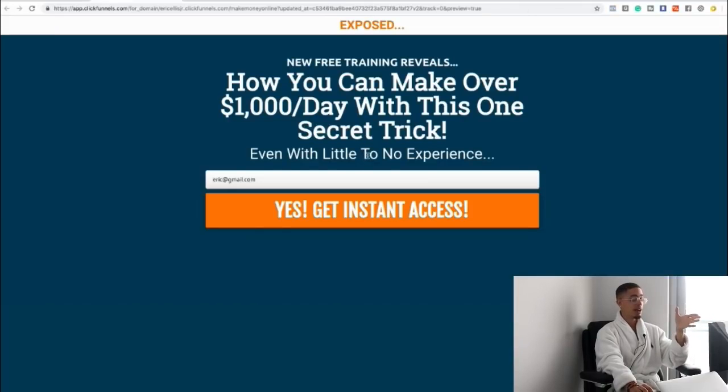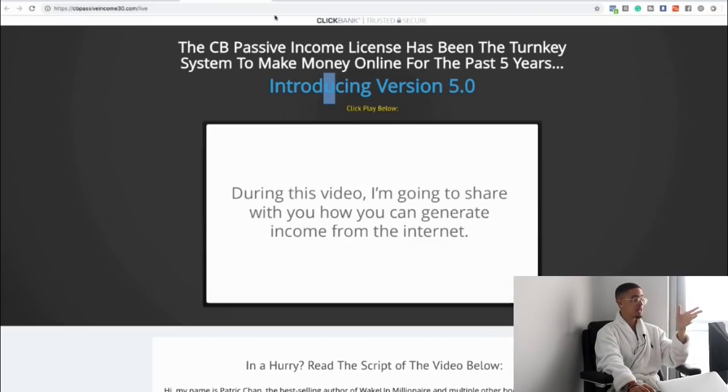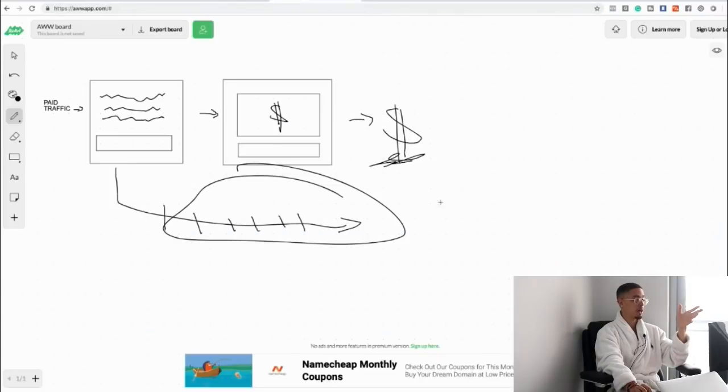So when you send traffic to a landing page, what's going to happen is the people are going to put in their email, get access to your sales page, and then you're going to be able to follow up with them with email marketing. Now, guys, this is the fastest and easiest way to make money online with paid traffic.